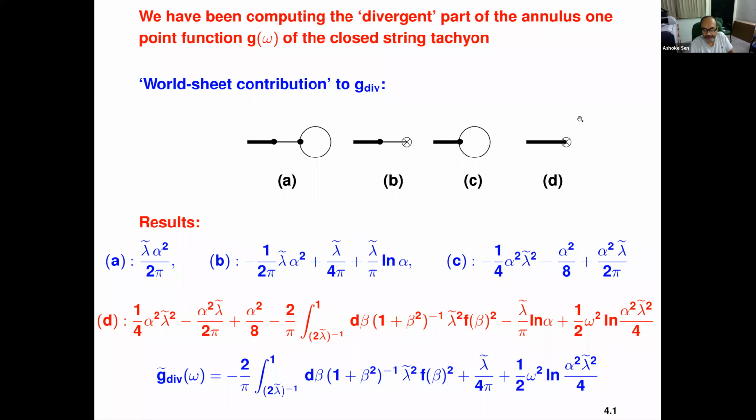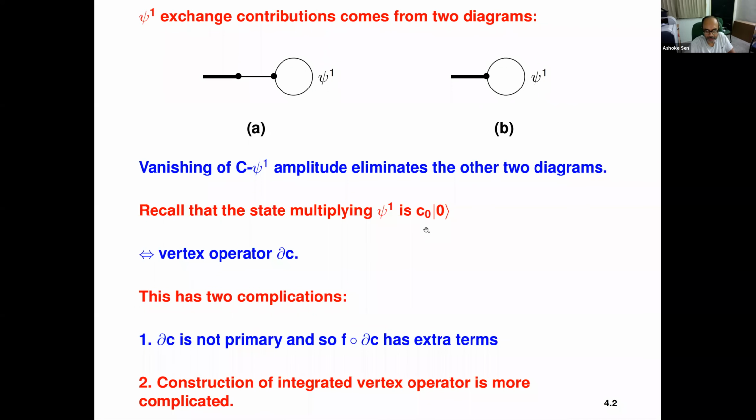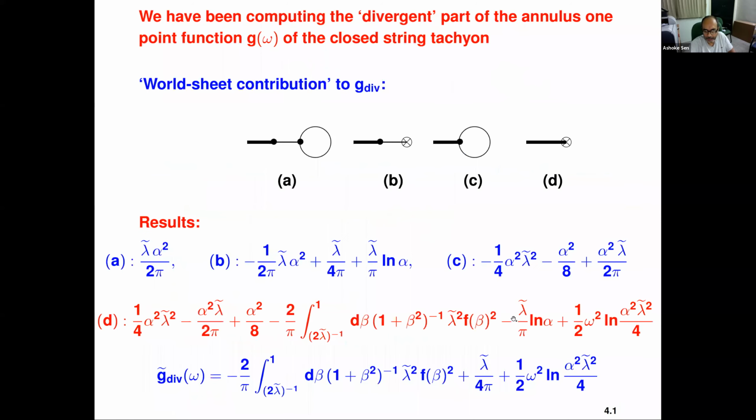We see that the contribution from the region D, the contact interaction, has a complicated form, including dependence on this function f of beta, which appeared in the choice of the 3-point vertex of one closed string and two open strings. But of course, at the end, all of these have to go away, and we will see that they do go away at the end.